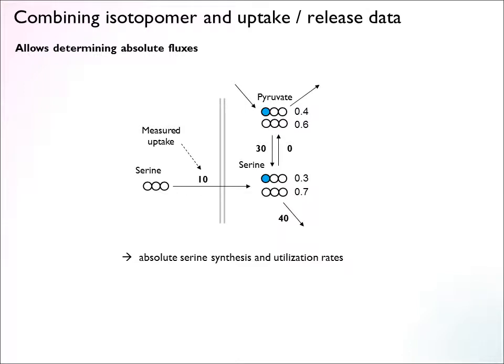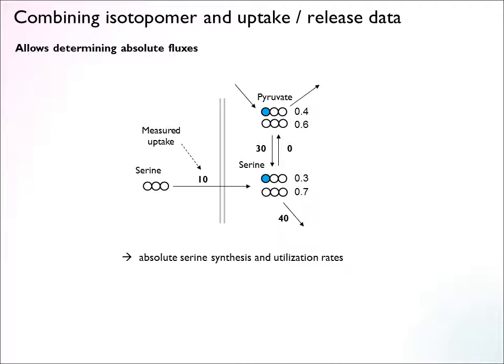So far we have looked at determining relative rates of reactions, relative fluxes. Now, if you also have some measurements of, say, uptake or release of substrates, then you can use this to kind of scale the system, and in that way you can also determine absolute fluxes through enzymes in living cells.